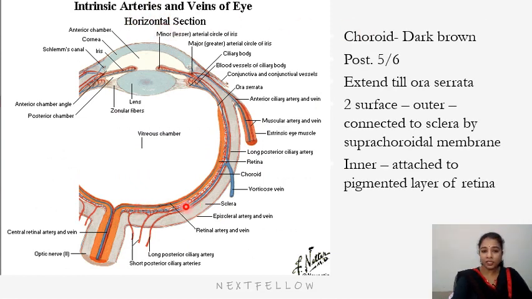The choroid, we can see here, is a highly vascular structure containing plexuses of blood vessels, present mainly on the posterior 5/6 of the eyeball, and it extends to an irregular margin called the ora serrata. From there it continues to form the ciliary body, which protrudes to form the iris. Of its two surfaces, the outer is connected to the sclera by the suprachoroidal membrane, and the inner is attached to the pigment layer of the retina.